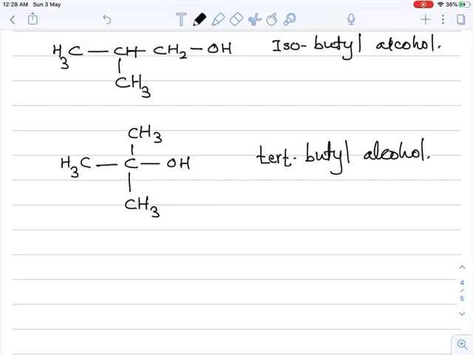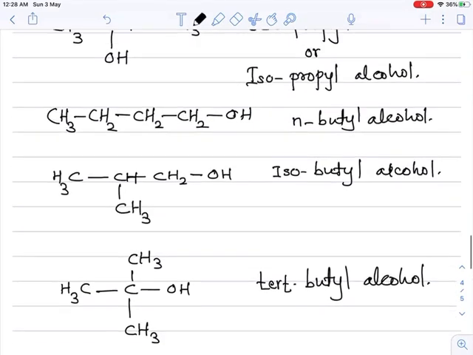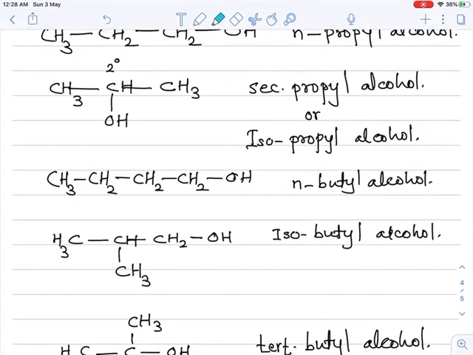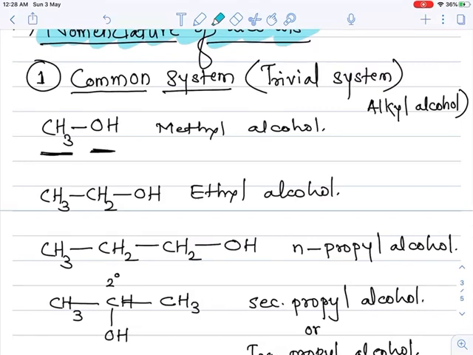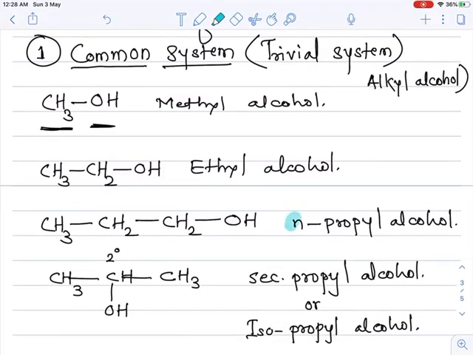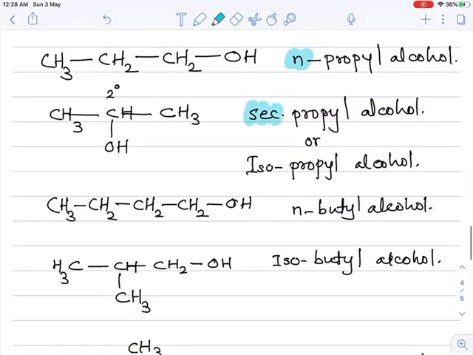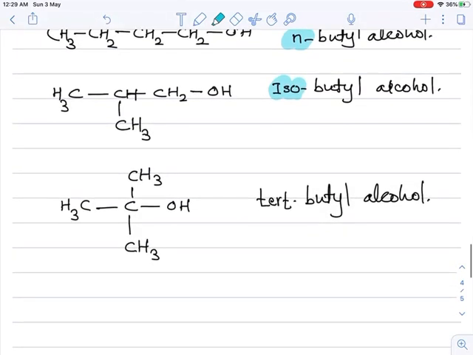Tertiary butyl alcohol. Okay, so which prefixes do we use in the common system? n, secondary, iso, tertiary. These are the prefixes we use while naming alcohols according to the common system. So these are some examples of alcohols according to common names or trivial names.